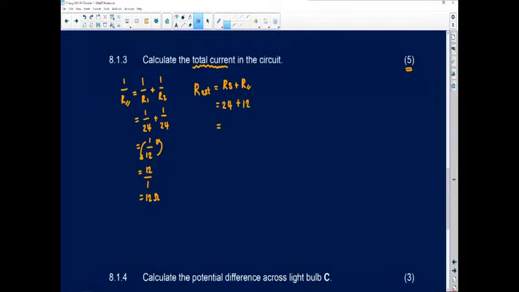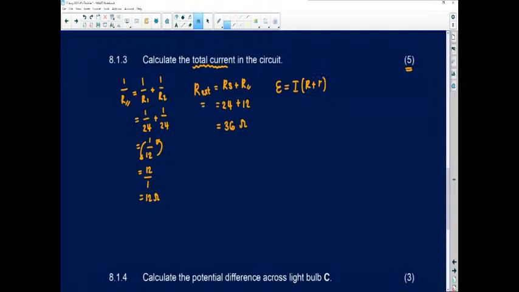Let's see if I can do this in my head. So 2 plus 1 gives me 6, and that gives me 6. So the external resistance will give me 36. Still not done. The question said we must find the current of the circuit. I am given internal resistance as well as an EMF, so I can therefore go straight to this formula, which is E is equal to I(R plus small r).